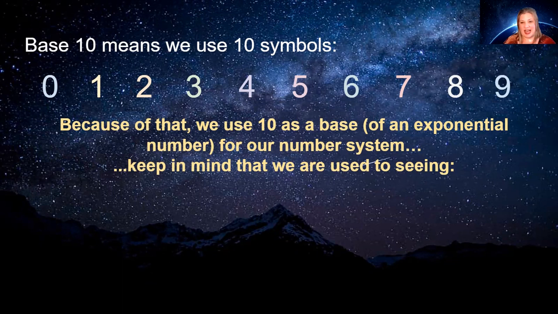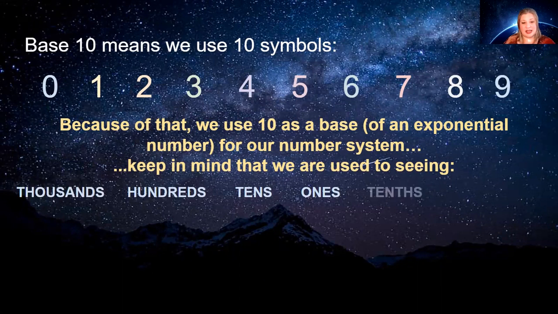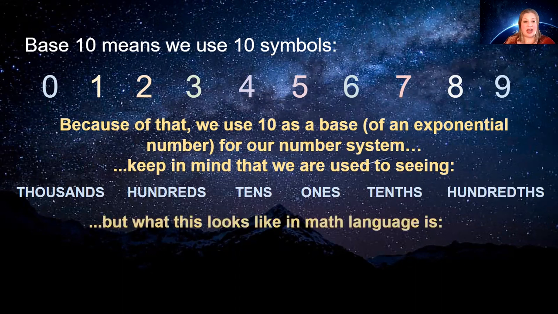So what does this look like? This is what we're used to seeing. It's going to go in a weird order on purpose because this is what's familiar. Ones, tens, hundreds, thousands, and then on the other side, tenths and hundredths. Now, if we look at this in math language, tens can always be the base for every single one of these. 10 to the 0 is equal to 1. So that's where we get our ones.